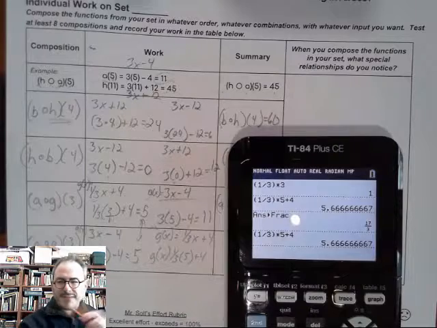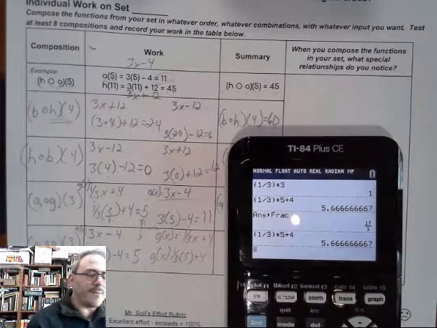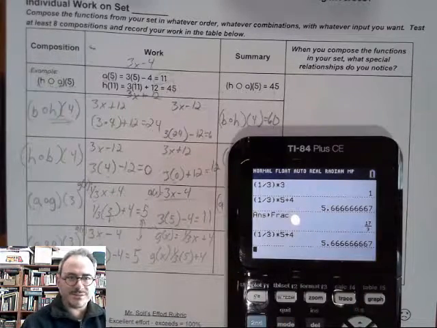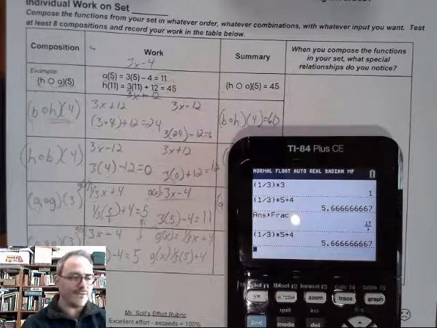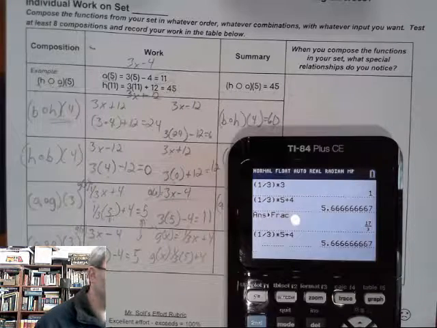All right, mathematicians like precision. We like it when things are just nice and neat and wrap up. So this might be good enough for NASA in terms of precision. It's not good enough for mathematics. So we want to turn this into a fraction. And guess what? Your calculator can do that for you. Your calculator can turn this into a fraction.